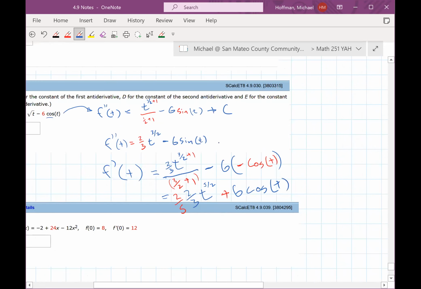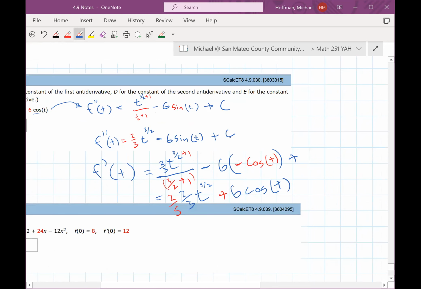So when I got my f double prime, that's a plus c. So if I remove one prime, what's the antiderivative of a constant? Well, what has a derivative that equals a constant? A linear thing. So this becomes c times the variable t. And then I need to add one more constant again, and we're calling that d.